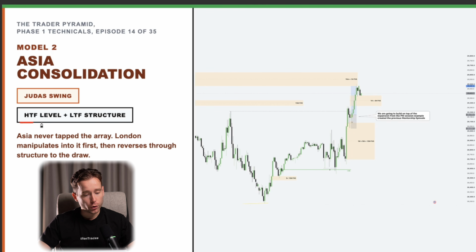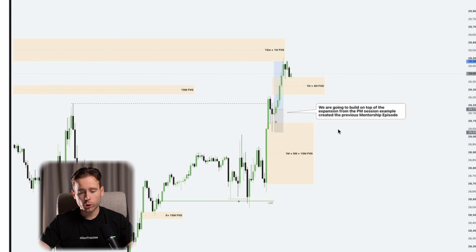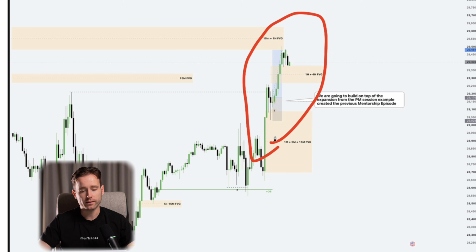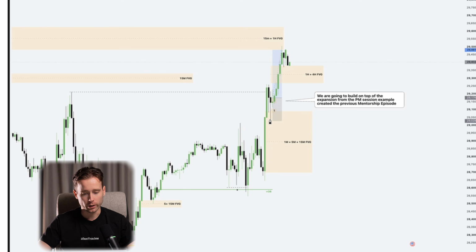We are again going to use a higher time frame level with a lower time frame structure. And this happens when Asia never tapped into the higher time frame array. London manipulates into that array first and then reverses through the structure to the draw on liquidity. And we're going to build on top of the expansion example from the PM session model. If you've seen the PM session model in the previous video, you're going to recognize this exact structure. We traded this PM session model. And now we're just going to use the expansion we had the TP on for the next day during London session.